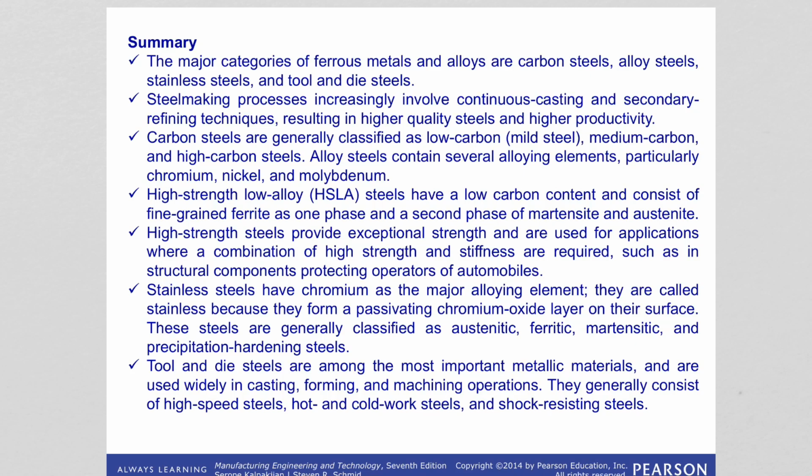We also looked at tool and die steels. They are said to be the most important metallic materials, and of course they are important because they are used in manufacturing processes such as casting, forming, and machining operations, where we need high speed, or we need to change the temperatures, hot and cold working, and they also need shock resistance, right? Punching operations, etc.